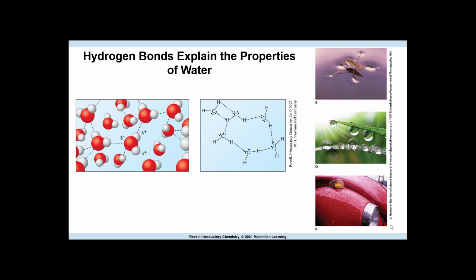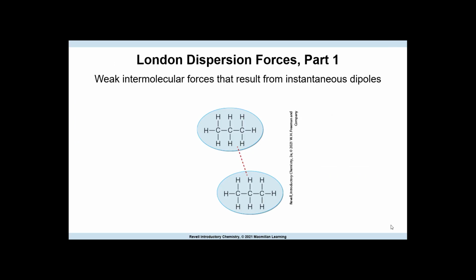The tendency of water to form droplets in the air or beads on a wax surface, like the water on this bug, also arises from the strong attraction of water molecules for each other. Hydrogen bonding plays a critical role in the chemistry of life, from the fundamental way water molecules interact to the shapes of huge biological molecules like proteins and DNA. So now we're going to get to London forces.